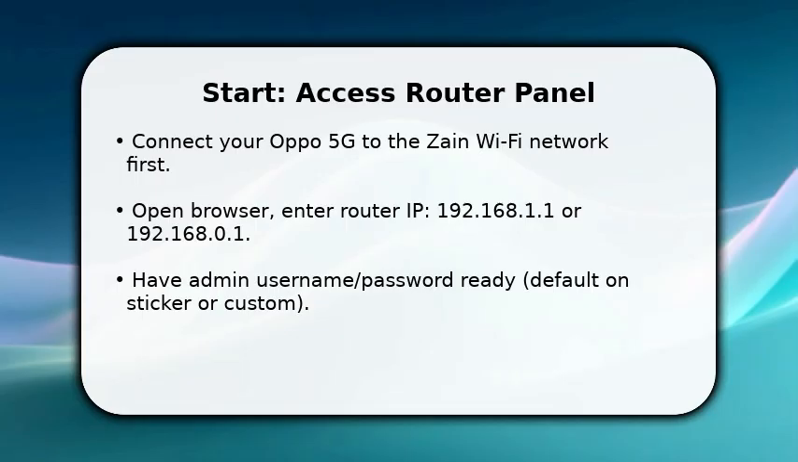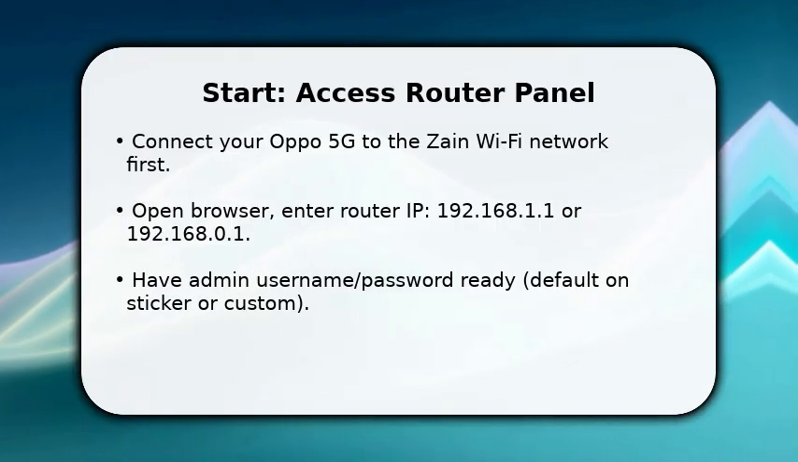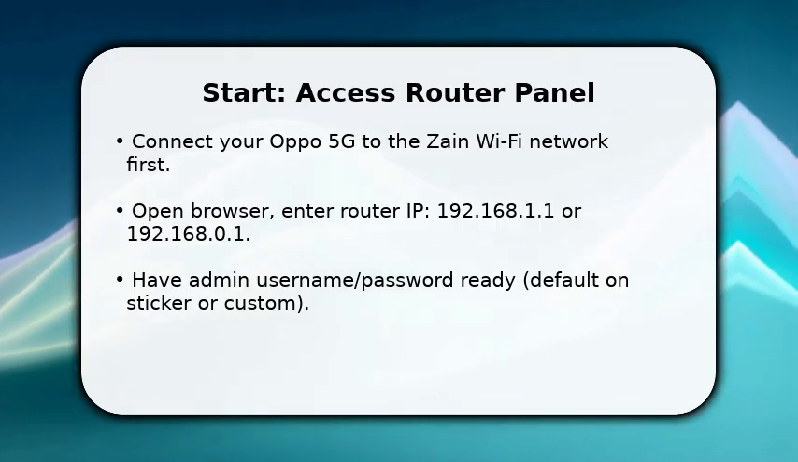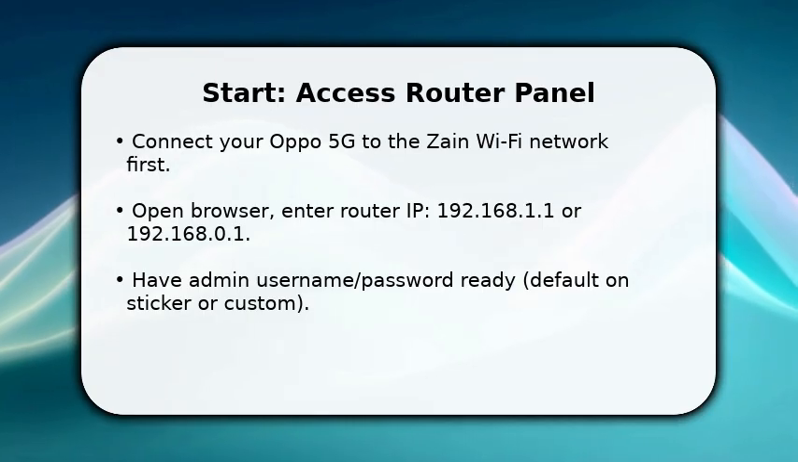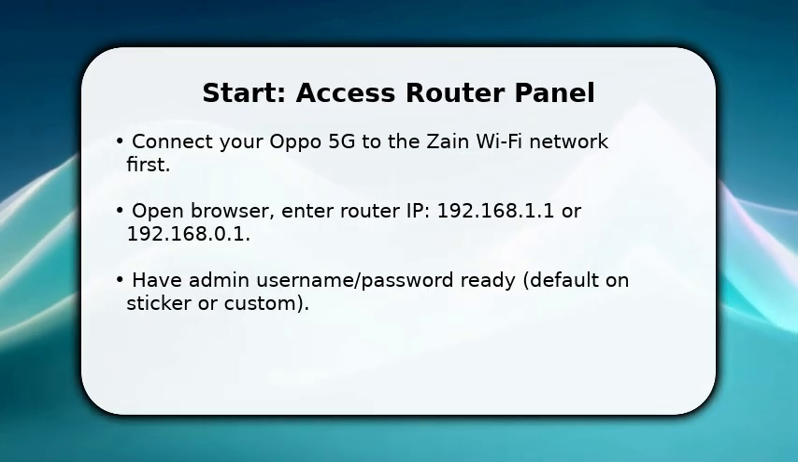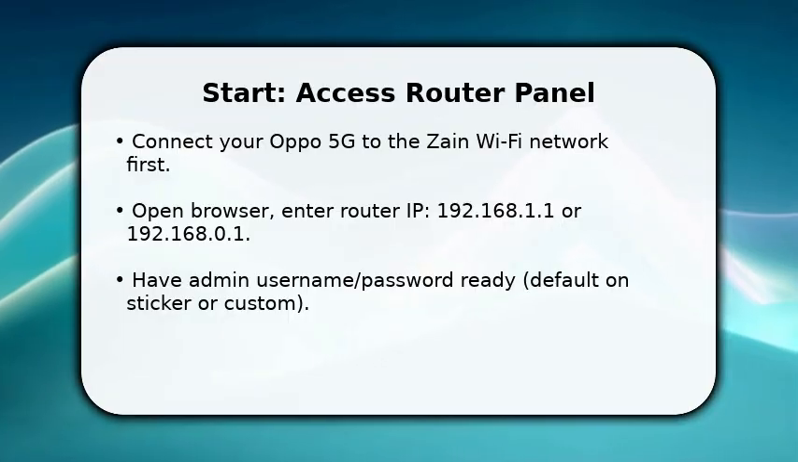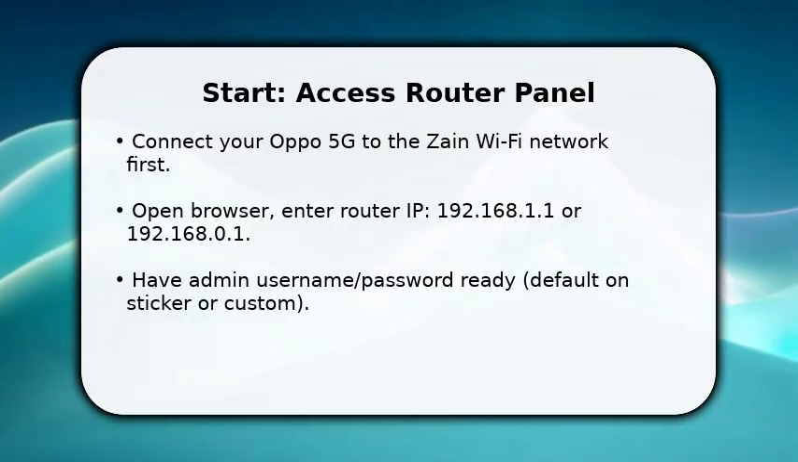On your Oppo 5G, join the Zain Wi-Fi and open the browser. Type the common router IP like 192.168.1.1 into the address bar and hit enter. When prompted, log in with the admin username and password. Use the sticker defaults if you never changed them. If you changed credentials earlier, enter your custom ones.